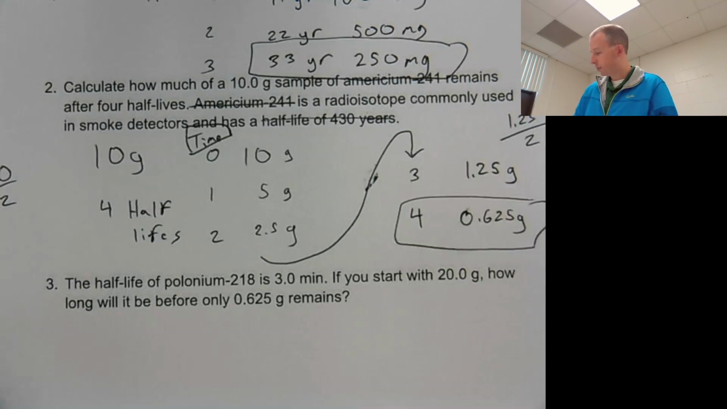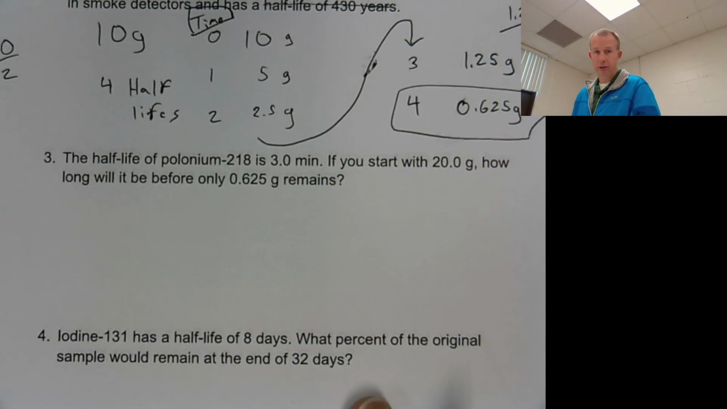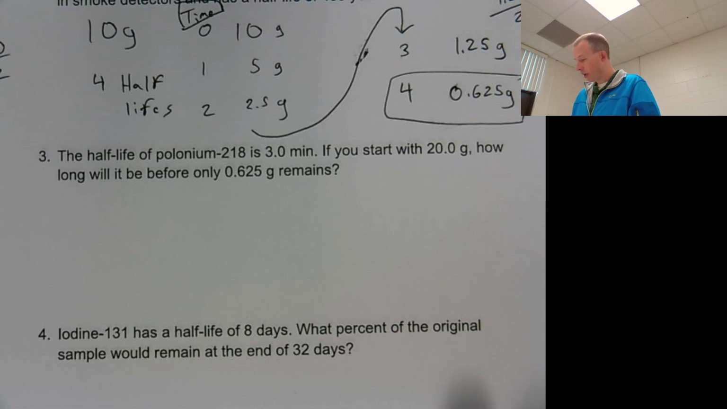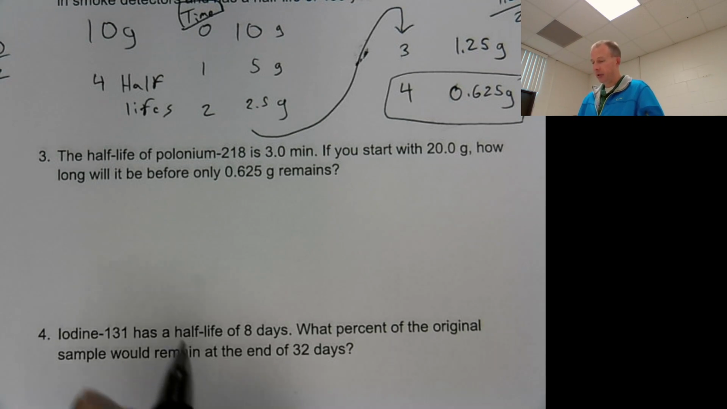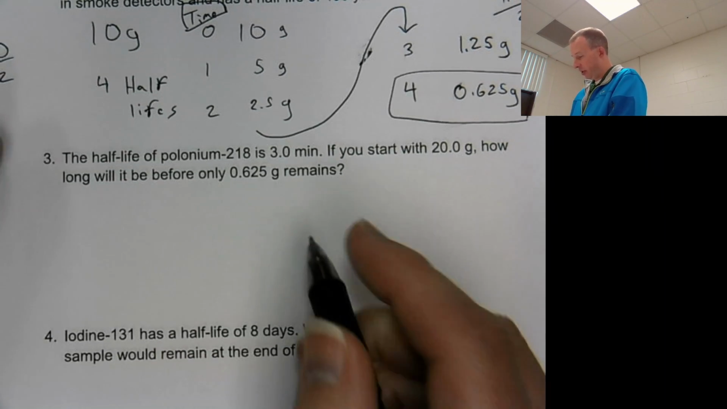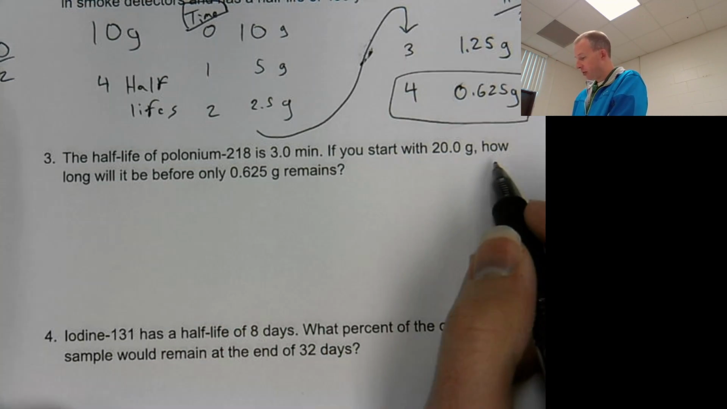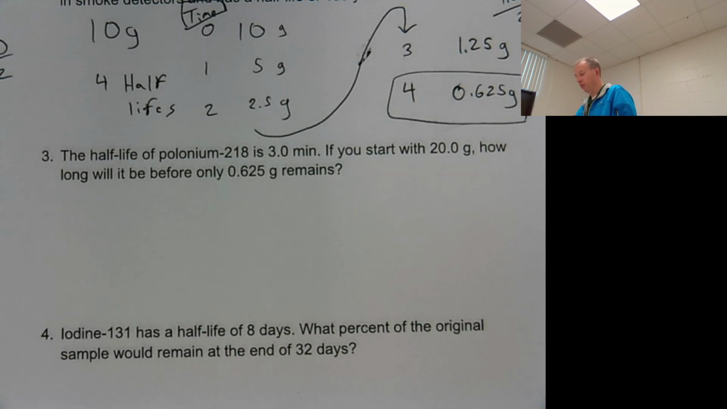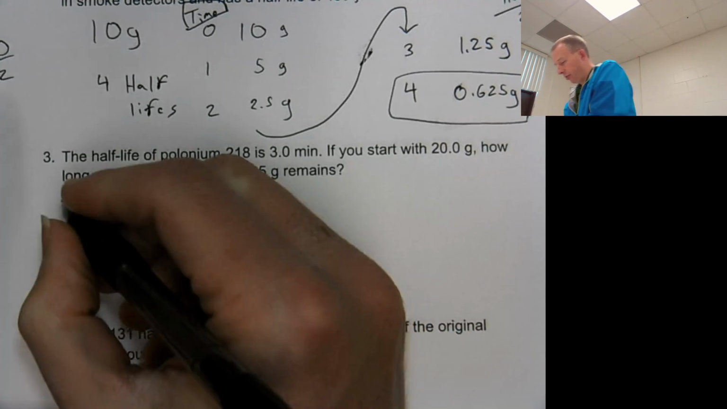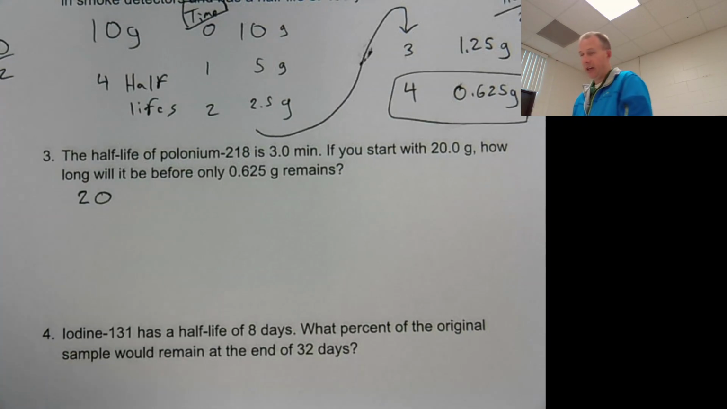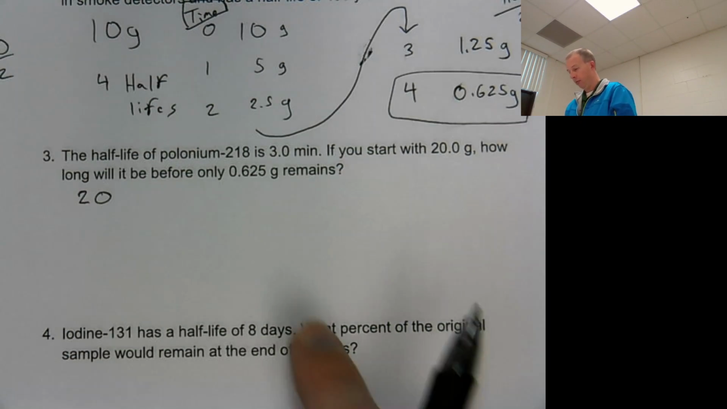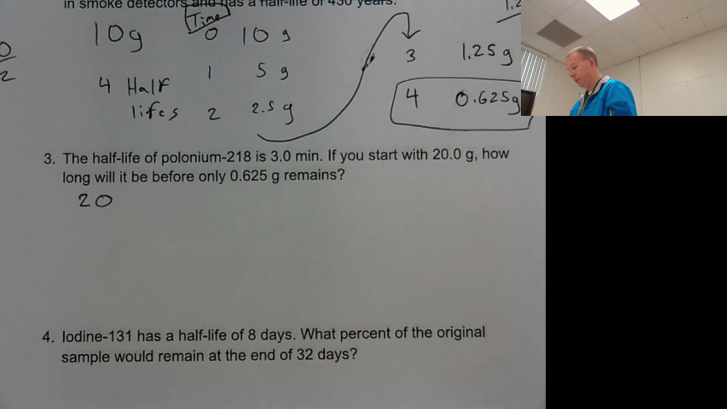So don't think again that this is super ultra challenging or anything like that. You can do it. So then you look at number 3 here. It says the half-life of polonium is 3 minutes. It says if you start with 20 grams, how long will it be before only 0.625 grams remains? So I think the simplest way to do this is basically just saying, okay, you're starting with 20. You just divide it by 2 and keep track until you end up with this amount remaining. I think that's the simplest means to go about doing this. All right, I think it's by far the simplest way to solve it, and that's important. So you're going to start with 20.